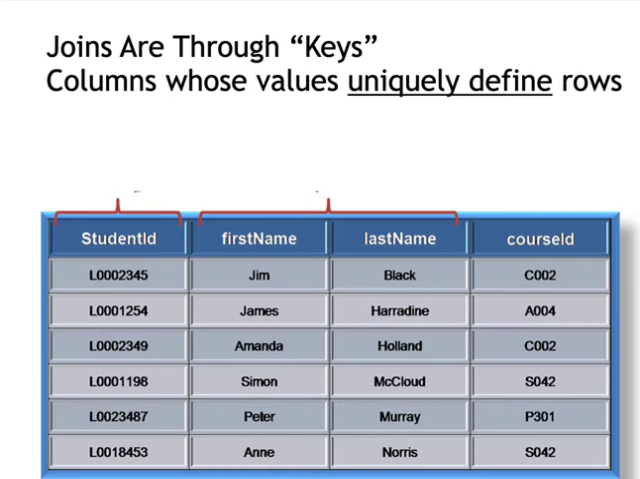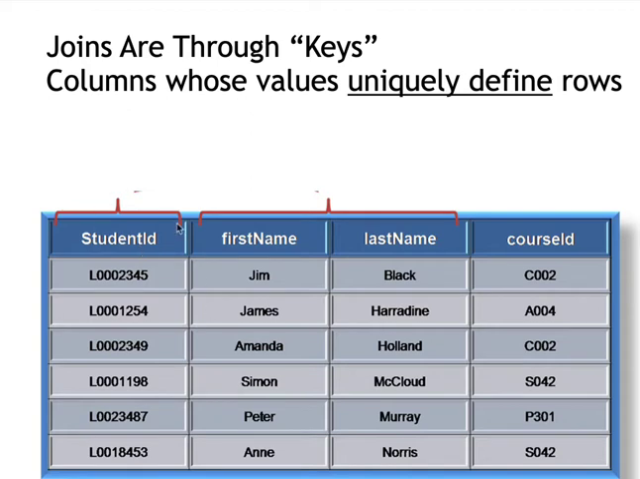So as the reading states, a candidate key is any column or combination of columns which uniquely identify the row. So in this case, I know this number is L000 2345. There's only one of those in this whole column. And so Jim Black and C002 are associated with that student ID. So this is a key for this table.